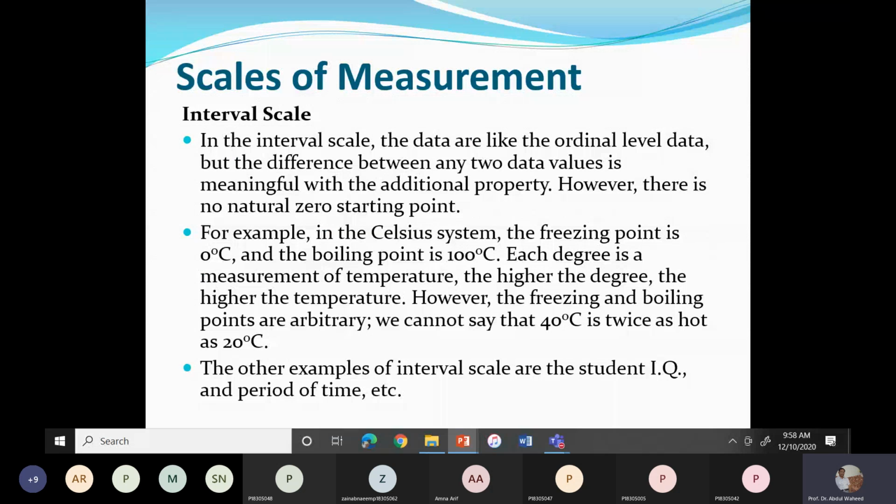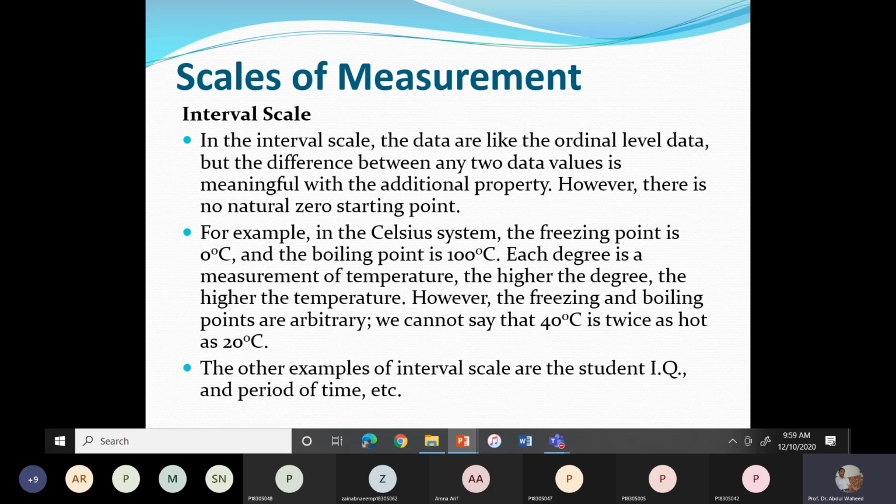Then we have interval scale. In the interval scale, data are like the ordinal level data, but the differences between any two values is meaningful. The additional property. Now in this case, interval scale, the difference is meaningful, but there is no natural zero starting point. So this is another problem with interval scale.